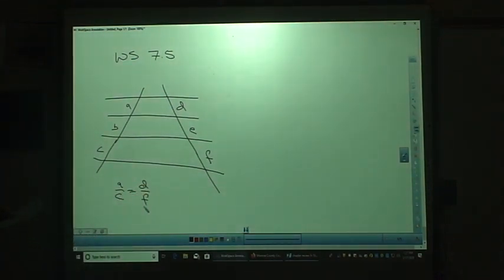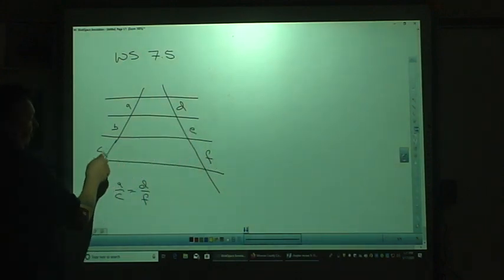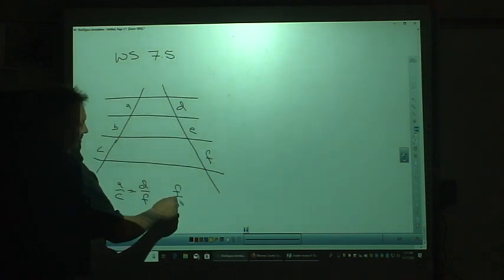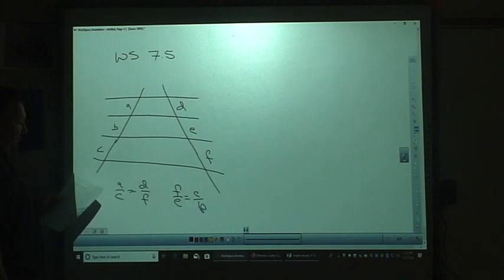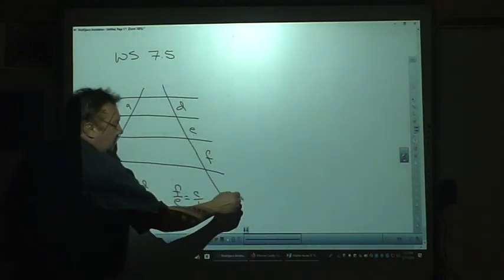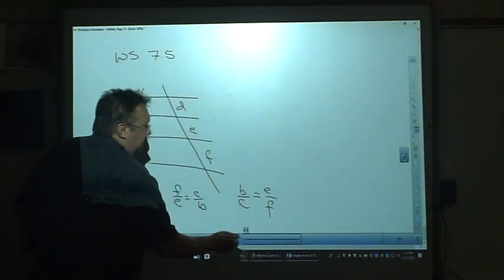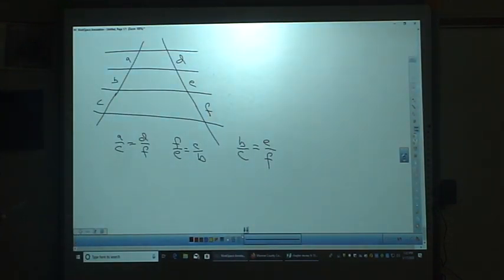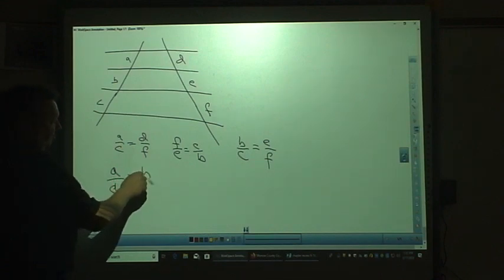Our second equation is going to be F over E, that's this over this, will be equal to C over B. Our third equation, we have E and F, so we'll have B over C equals E over F. Our next ones, we have B and E, so that would have to be A and D because those correspond to B and E.